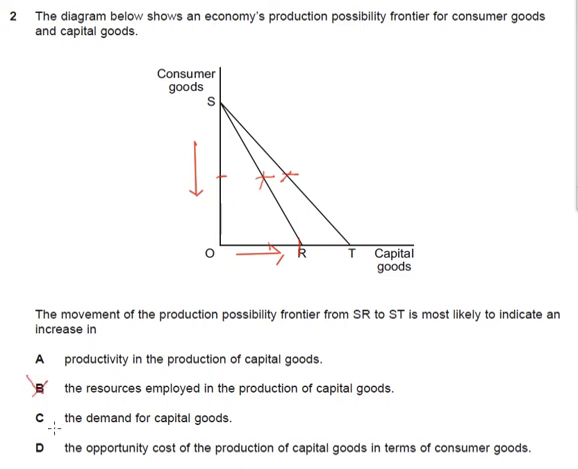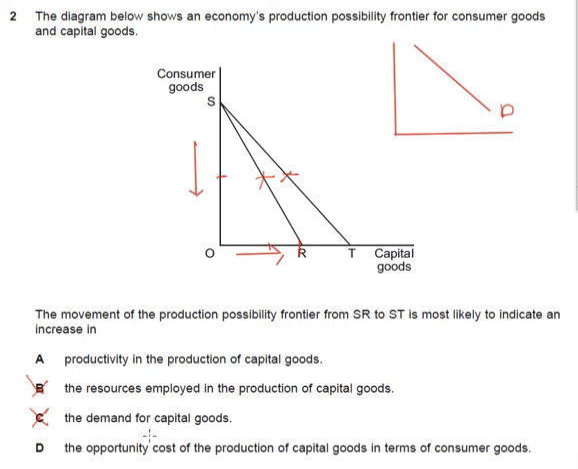Okay, option C, the demand for capital goods. Now it should be plainly obvious that this is a red herring. It is pointing you towards a completely different diagram. It is pointing you towards the demand diagram, and we're not dealing with a demand diagram, okay? We are dealing with the production possibility frontier. So we can discount that one. That is of no interest to us. We're not dealing with that.